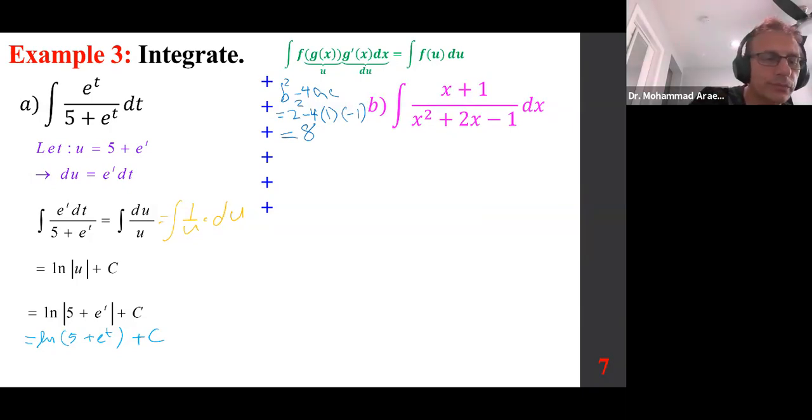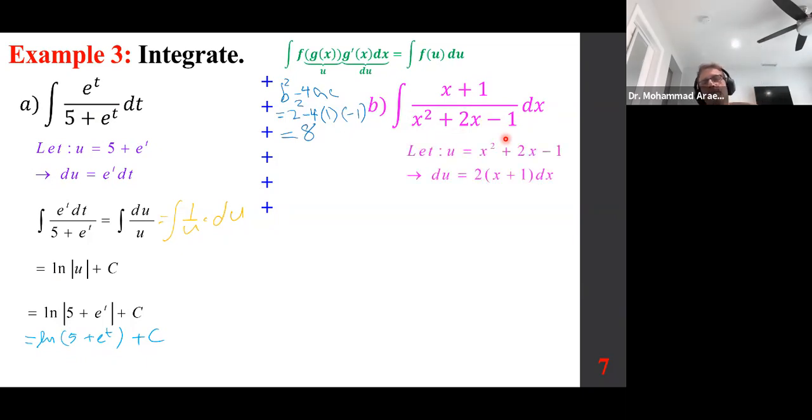So what do we do? We basically try to mimic part A. If the denominator is the choice of u, what is the derivative of this? It is 2x plus 2, or 2 times x plus 1. So if this is u, du is 2 times x plus 1 dx.